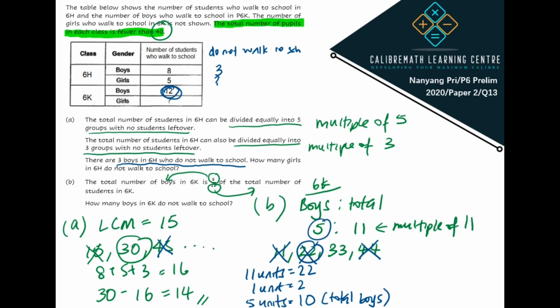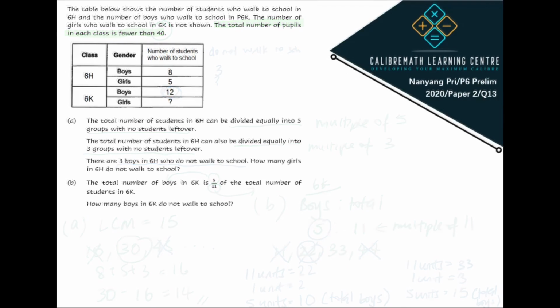Now let's try and check for 33. So we have 11 units to be 33, and 1 unit will be 3. And so if you find the 5 units, that will give us 15. And 15 is the total boys. So now let's look at part B.